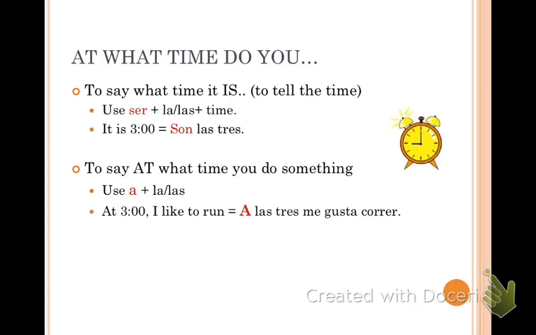So, a las tres me gusta correr. At 3 o'clock, I like to run. So the at would be the same as our a. And notice there's no son or es in here because there's no verb. You're not saying, it is 3 o'clock I like to run. You're saying, a las tres me gusta correr. So that's telling time, son las tres, and saying at what time you like to do something. A las tres me gusta correr.